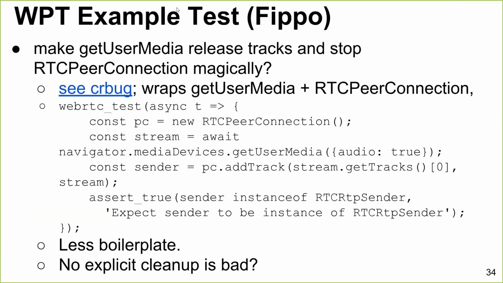So I had lots of discussions about that with Jan-Ivar and HPOS yesterday, and one of the things we ended up trying was to make get user media's wrappers and RTCP connection wrappers that magically clean up after the test. And if you're interested, we discussed that in the Chrome bug. Basically, we make a WebRTC test that acts like a promise test, but will clean up the peer connection and get user media afterwards. And that lets us write a test like we see on the slide with very little setup and very little boilerplate.